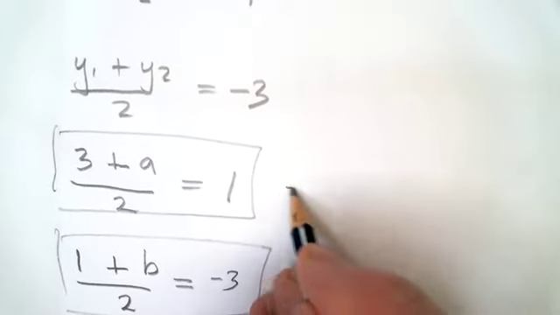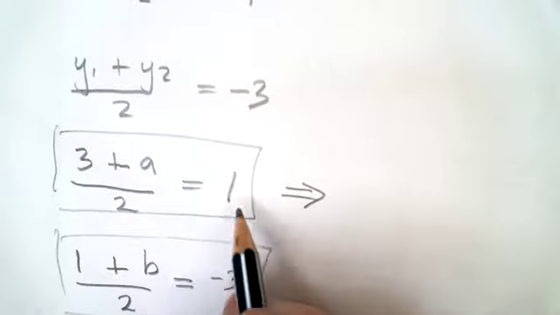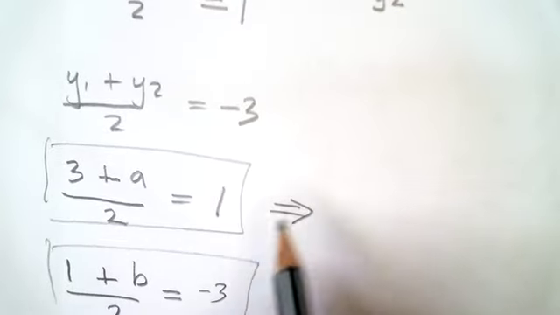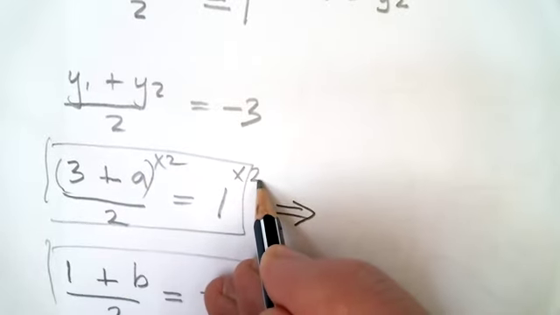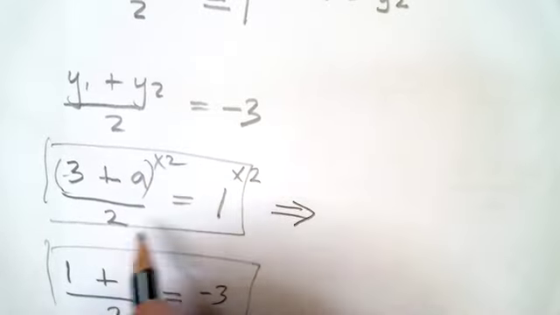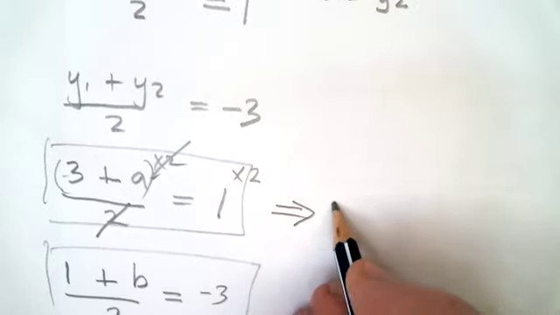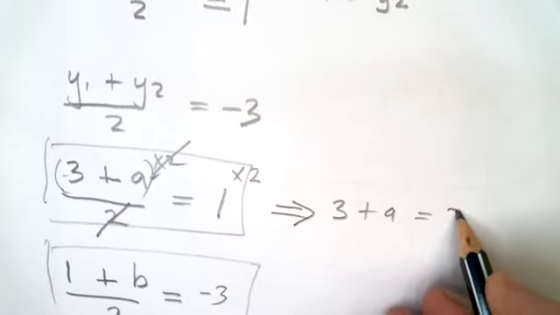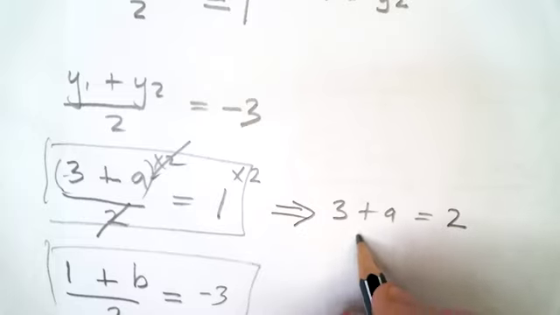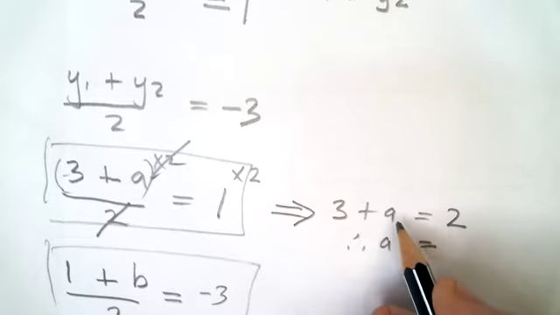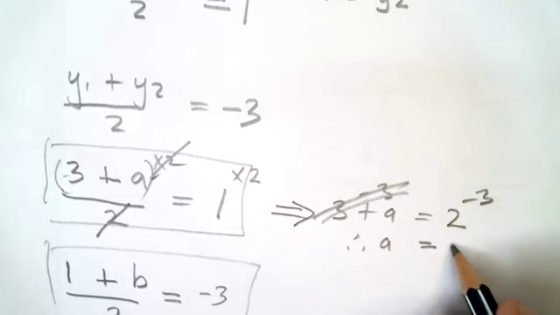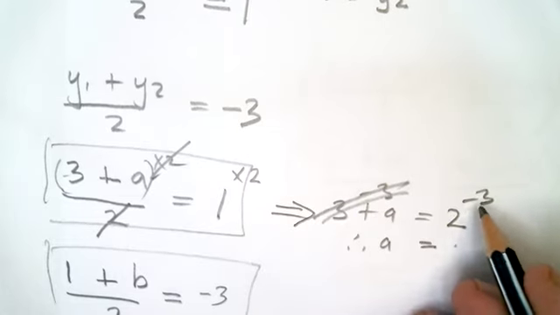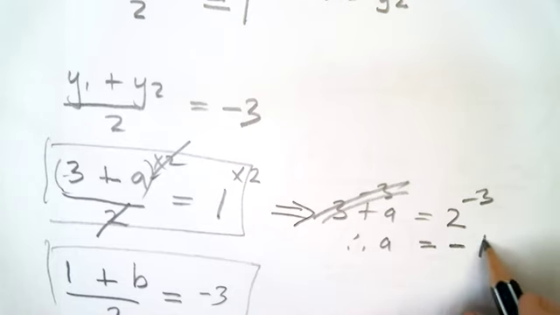This one's nice and easy, so I'm just going to go implies that. I'm going to multiply both sides by 2. I'm going to multiply all of this by 2, multiply all of this by 2, and I'm going to end up with 2 divided by 2 leaves me with 3 plus A is equal to 2. Therefore, A is equal to... I'm going to subtract 3 from both sides. A is equal to 2 minus 3, which is going to be -1. So there's my A value.